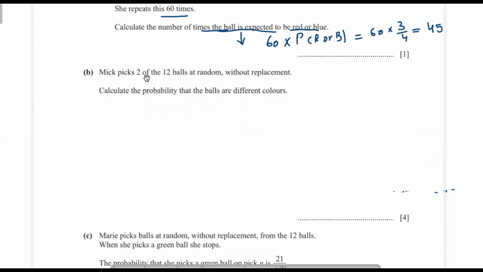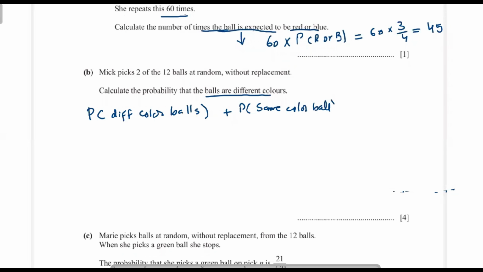Picks two of the 12 balls at random without replacement. Calculate the probability that the balls are different colors. Now the probability of different color balls plus the probability of same color balls will be equal to 1.